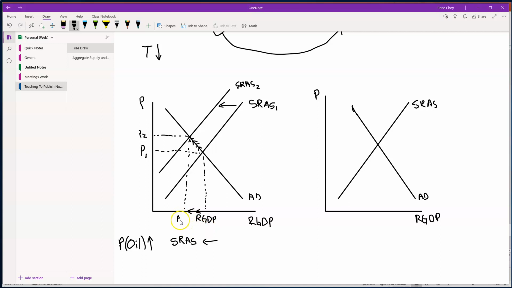So real GDP will go from this situation of real GDP 1 to this real GDP 2, and a decrease in real GDP is a recession. So an increase in the price of oil can rapidly create a decrease in the short-run aggregate supply, which ends in an increase in the level of prices and a decrease in the level of real GDP. Now, this situation is what is called stagflation. So stagflation is an increase in prices together with a decrease in real GDP.